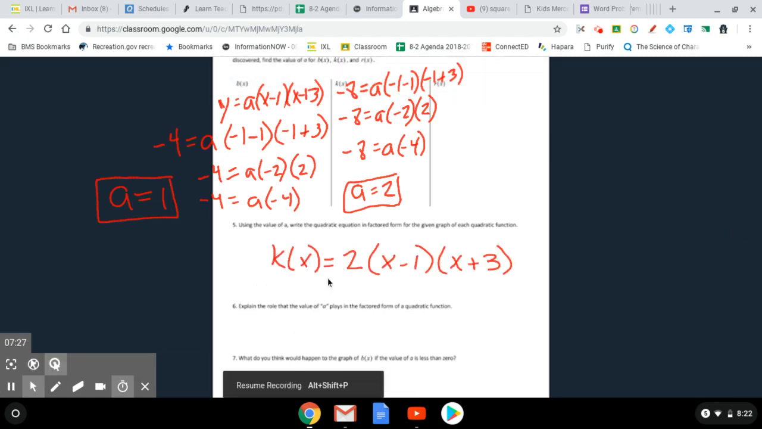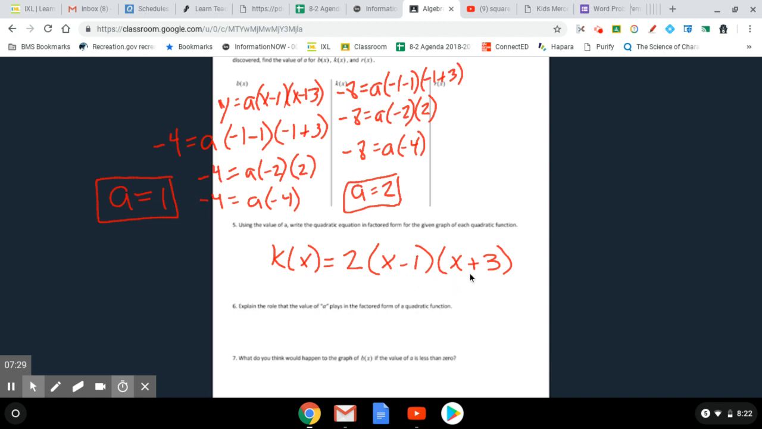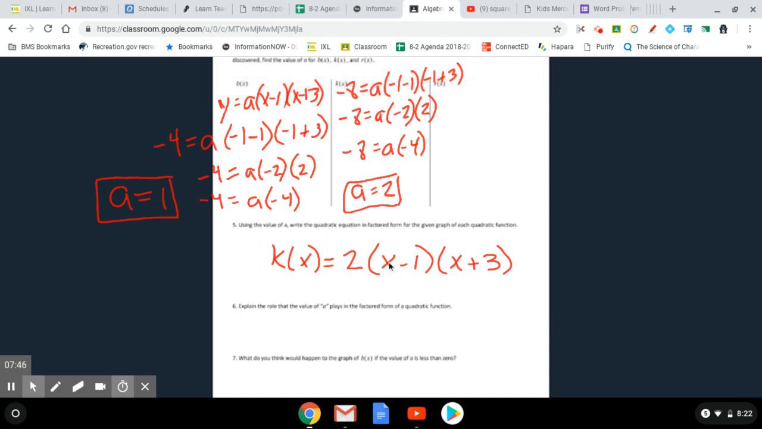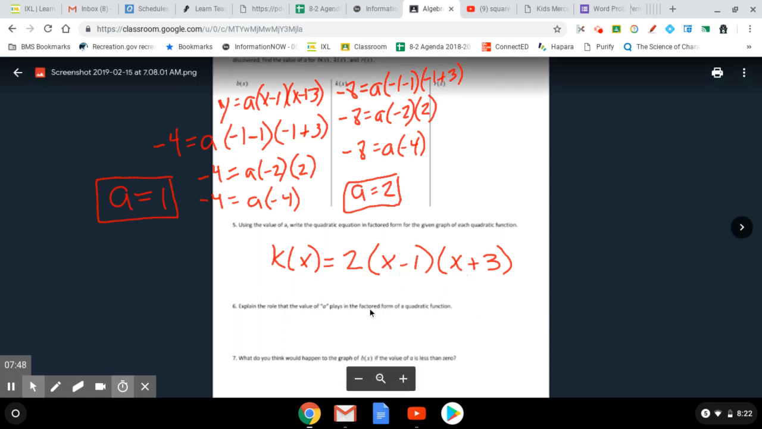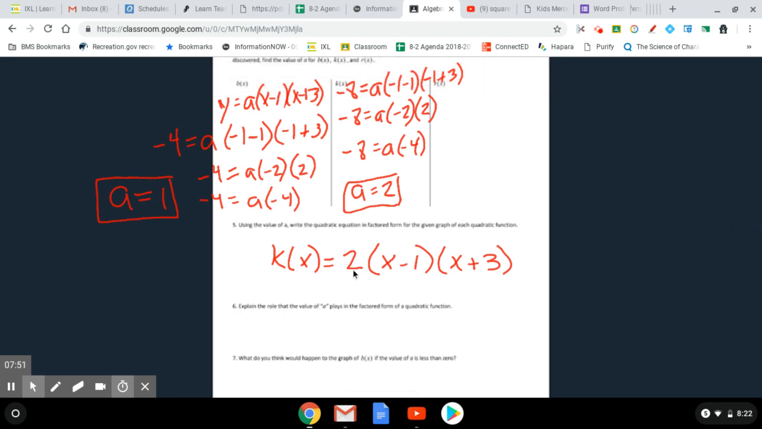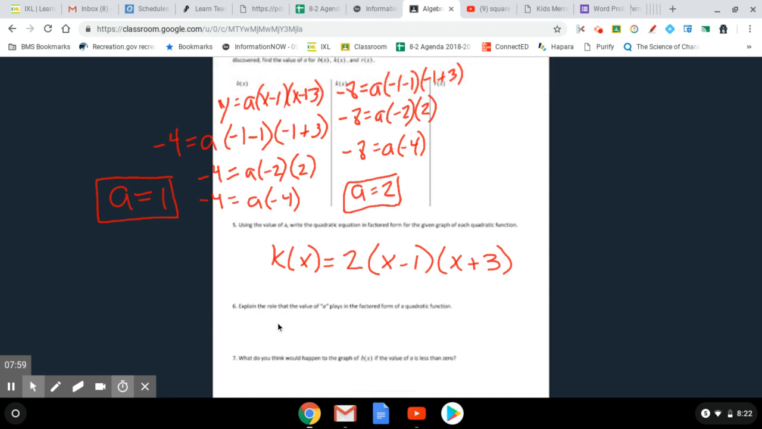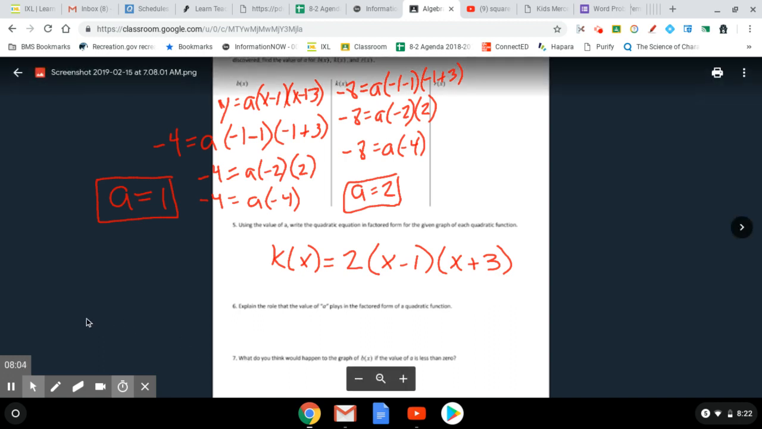All right, so here's what k of x would look like. We already knew the linear factors, so those don't change because that's where the zeros come from. But the a value we found was 2, so I just put the 2 in front. Okay, so that would be the equation for k of x because it had zeros of positive 1 and negative 3 and an a value of 2. Okay, so at this point, you should be able to come up with a good answer for 6 and at least come up with a guess for 7 and test it out and see if your theory works.